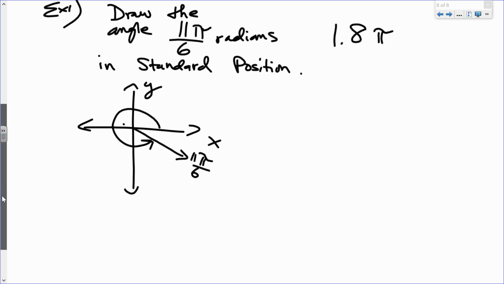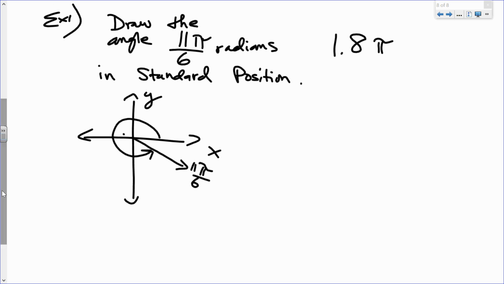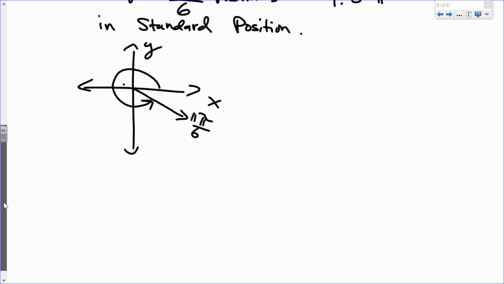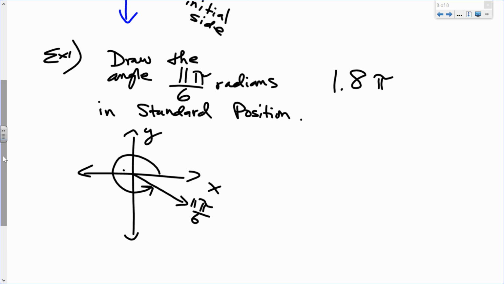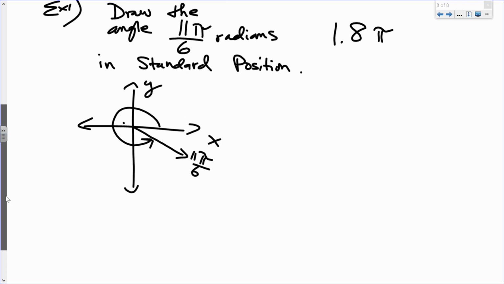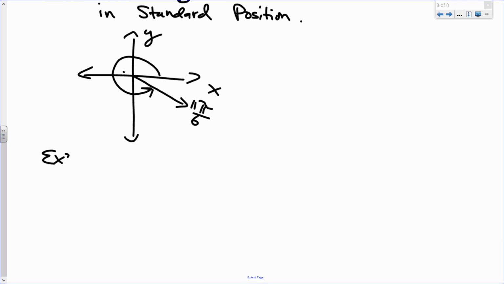That's how the answers are going to be on the quiz. So I'll throw you a radian measure and you draw me the angle. It is easy. But sometimes angles will go more than one full revolution, so you have to draw that loop going more than one time around. For instance, try example 2.